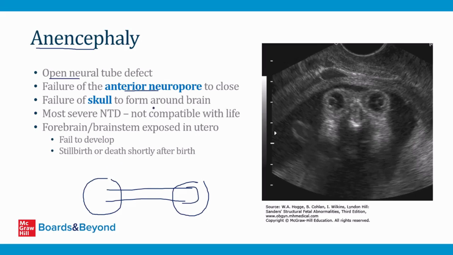And so when you have failure of the anterior neuropore to close, that leads to failure of the skull to form around the brain. And this is going to lead to a very severe form of neural tube defect. It's the most severe form, and it's not compatible with life. Basically, what happens is the forebrain and the brainstem are exposed in utero because they're not surrounded by tissue and bones. As a result, they're going to fail to develop, and when the fetus develops without a functioning forebrain and brainstem, it will end up being stillborn or it will die shortly after birth.